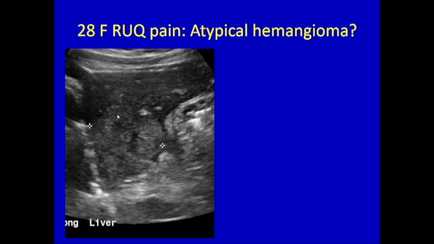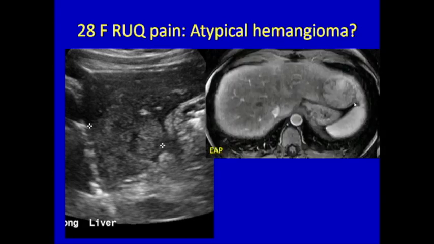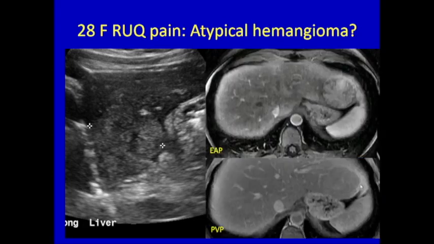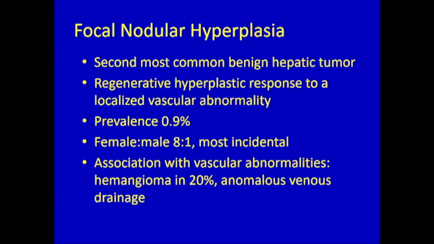How about this patient? Slightly echogenic, no through transmission, incidental, except that the patient has right upper quadrant pain, atypical hemangioma, needs confirmation. Here we are. It's not bright on T2. It does enhance. It does not wash out. Has a nice little central scar on Gadavist, and this is FNH, which is our second most common benign tumor. We are going to find a bunch of these. They are associated with vascular abnormalities and hemangiomas in about 20%.